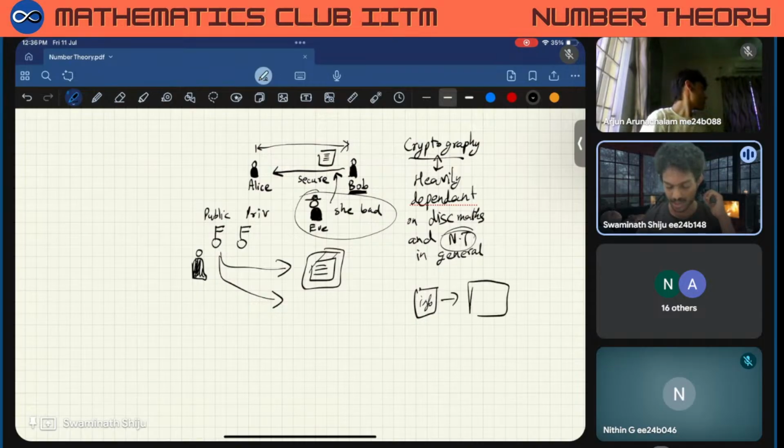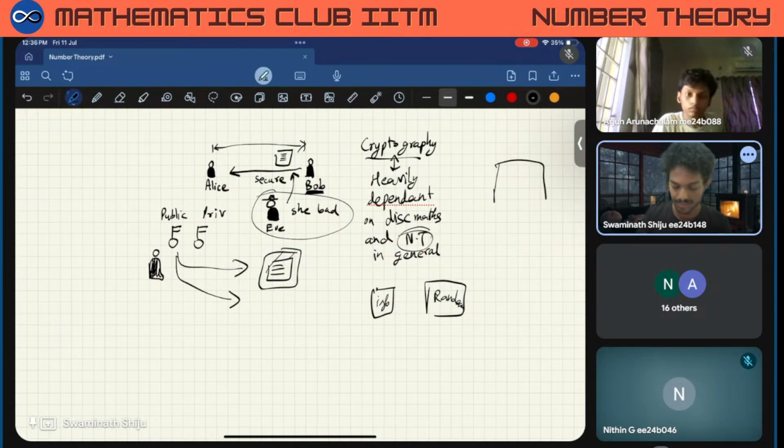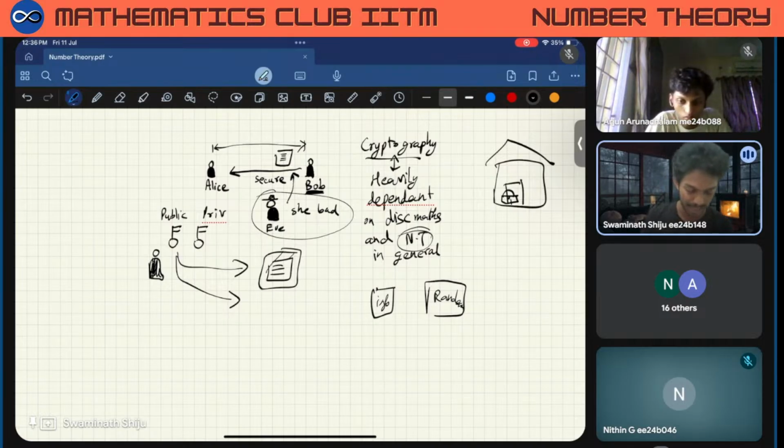You could think of it as if you're in a house, putting a lock on that house. The public key lets you put that lock. Only the private key can open it though. It's not like a normal lock. It needs two keys. Alice has both. Everyone else only has the public key. So Bob has the public key. Eve has the public key.